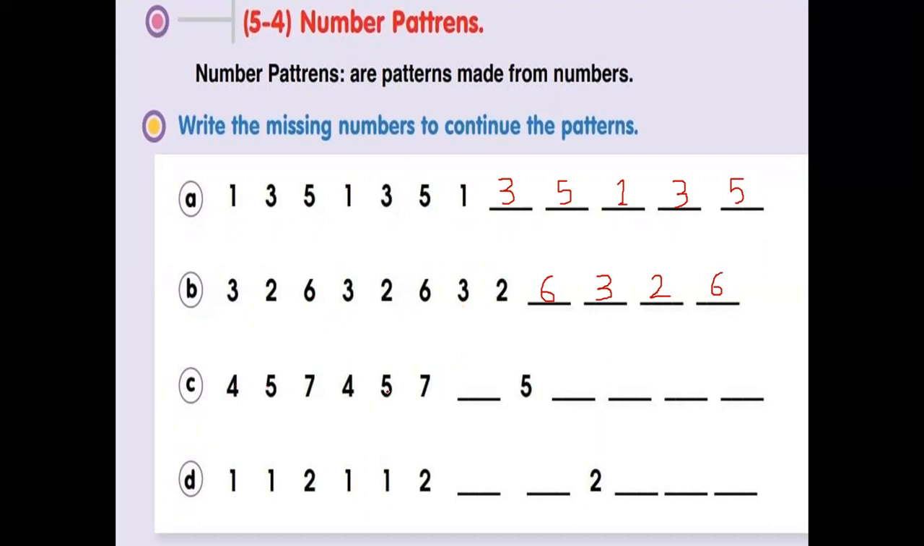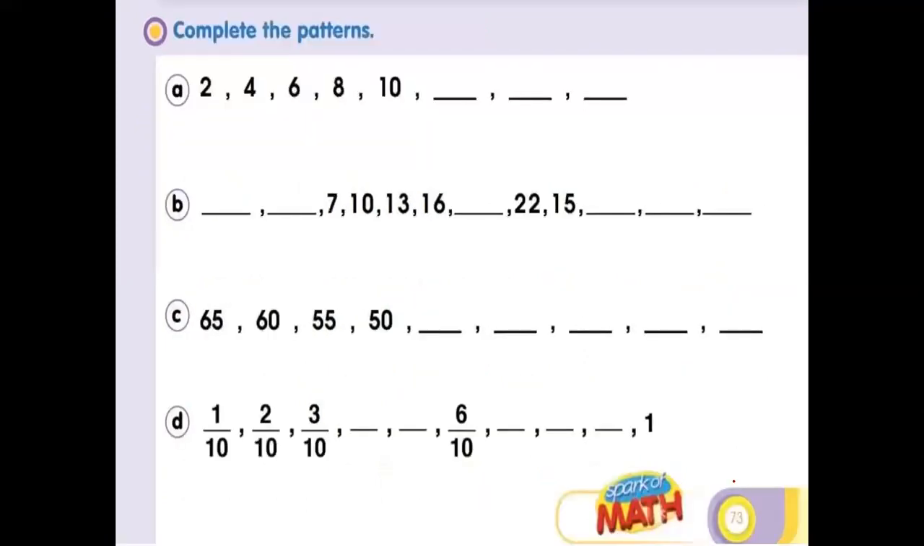Okay, 4, 5, 7. The last one, 1, 1, 2. And here, what are the missing numbers? Okay, exercise number two, complete the patterns.